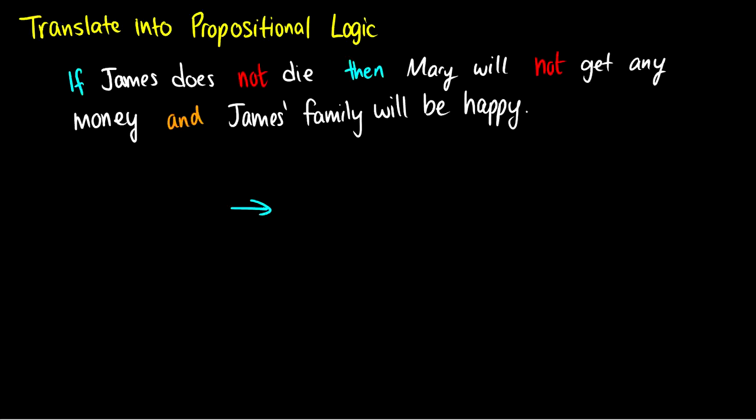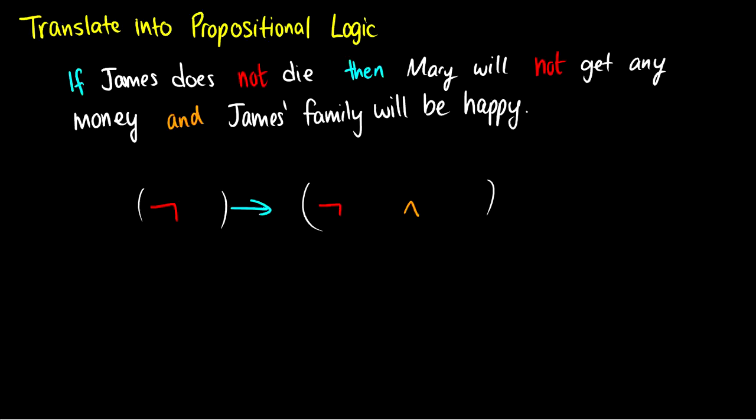So what I see here is an if-then statement with James does die with a not in there. So we're going to have not something. Then Mary will not get any money, so there's a not there, and then there's something else. So it looks like our translation is going to take this form. Now we just have to define our keys.